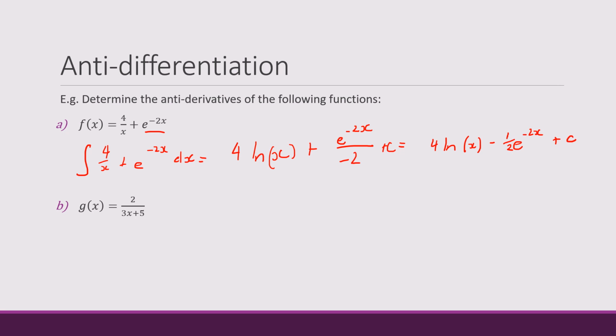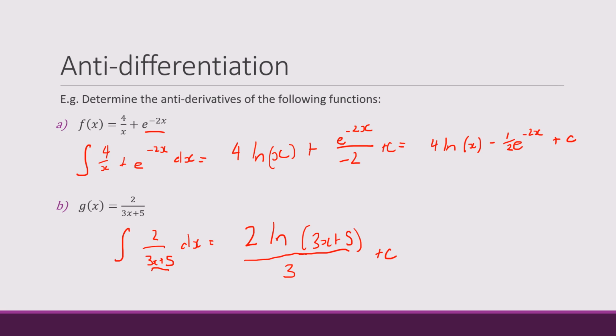plus c. And then in this second example, we've got the integral of 2 over 3x plus 5 dx, which is going to equal 2 natural log of what's in the denominator, 3x plus 5, and then divided by the derivative of what's in brackets there. The derivative of that is 3, plus c. That can't be simplified, so that's a fine solution there, ready to go.